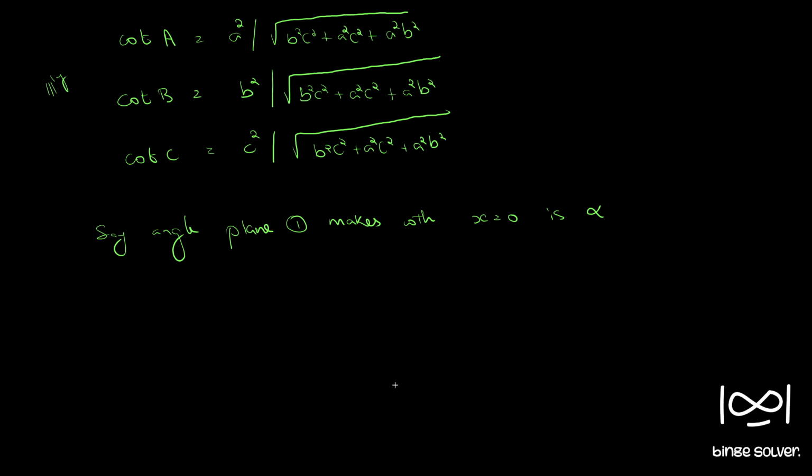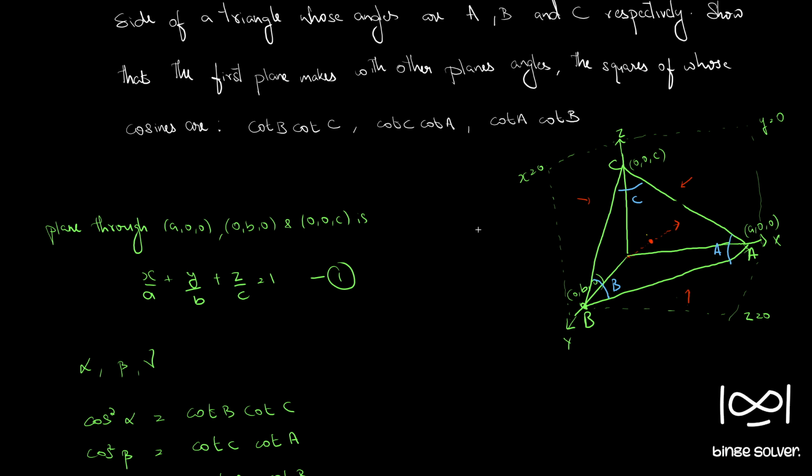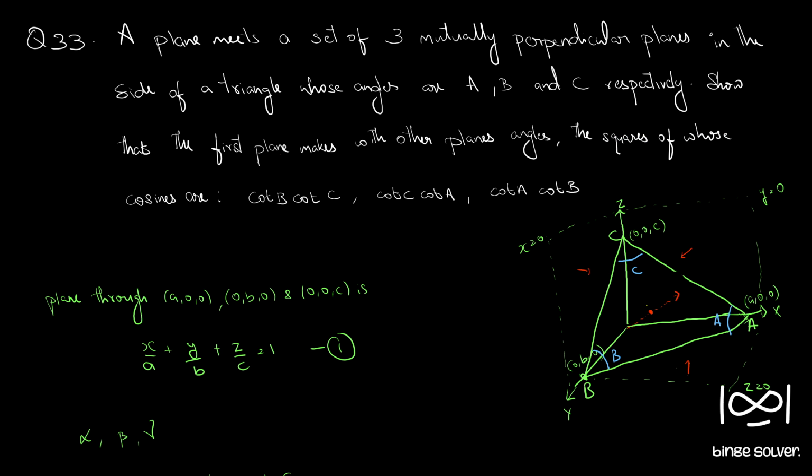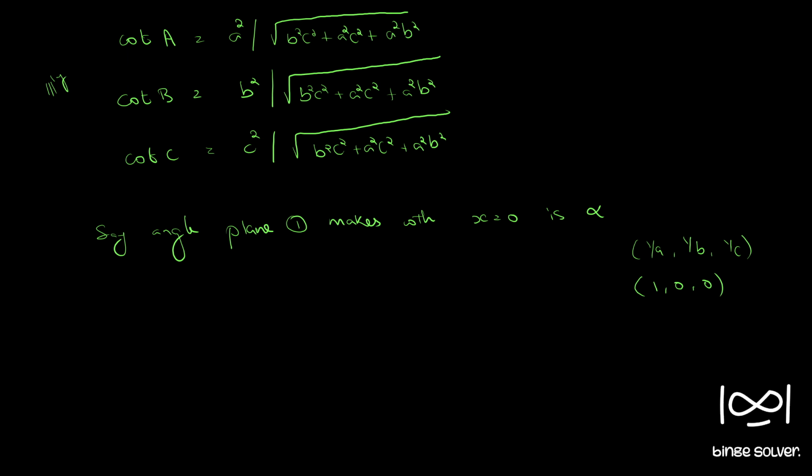So how do you find that? We have the direction ratio of the normal to plane 1 is 1 by A, 1 by B, and 1 by C. What will be the direction ratio of the normal to x equal to 0, which is the same as the direction ratio of the x-axis, 1 0 0. We have the direction ratios of the normals to both these planes, and the angle between these planes is nothing but the angle between the normals of the planes.